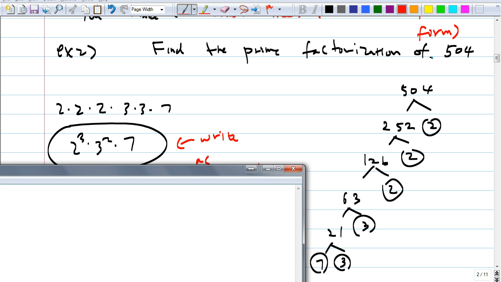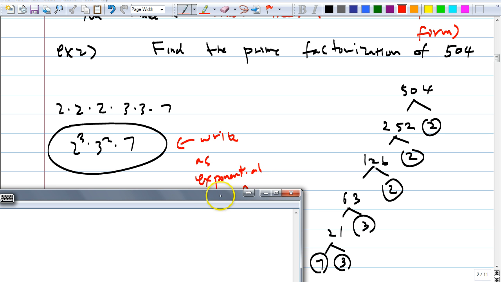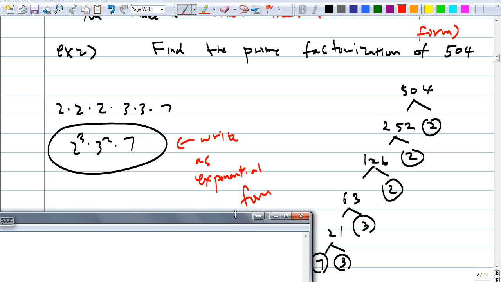So when they say prime factorization, you think, oh, that sounds really hard, but it's basically just doing a factor tree and writing it in exponential form. That's all. Any question? As you can see, I wrote it in exponential form. May I move on? Sure.